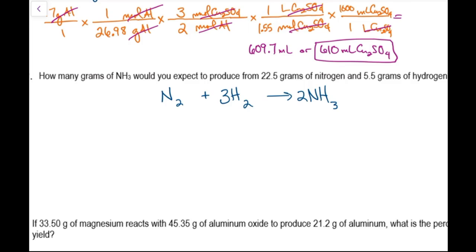Okay, there you go. So you should have come up with that. It's a synthesis reaction. NH3 is being produced, and then we have to balance with the 3 and 2. Okay, so the next question is, what kind of problem is this? If I say how many grams of NH3 would you expect to produce, what's another name for that?